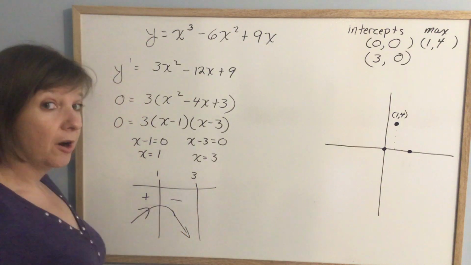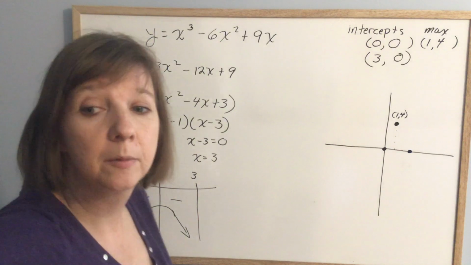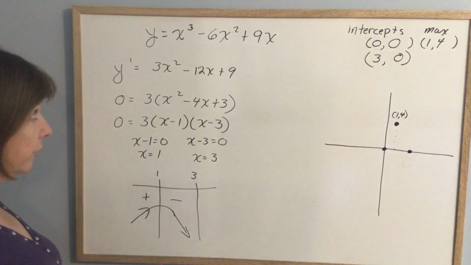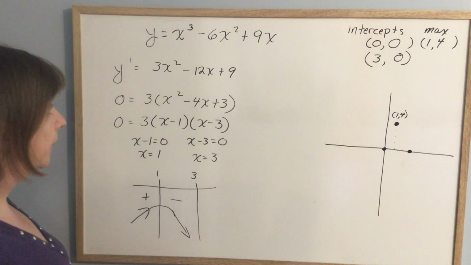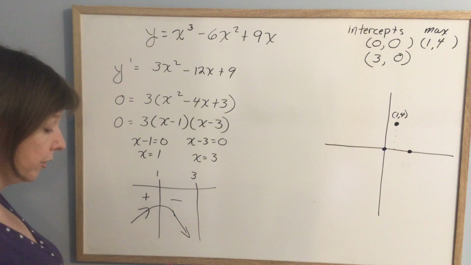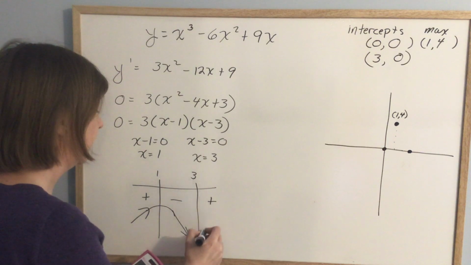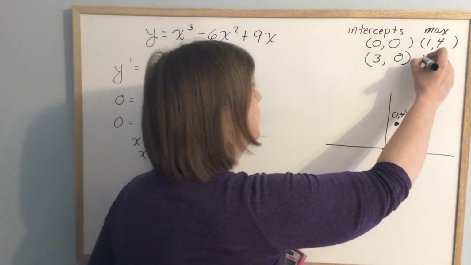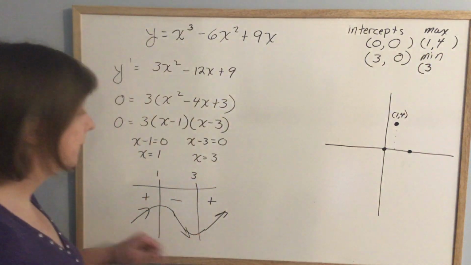So now I need to pick a number after 3. So I don't know, maybe 4. And I'm not going to be able to do that one in my head as well. So 4 squared is 16. So 16 times 3 minus 12 times 4, which is 48, plus 9 gives me a positive answer. So it's increasing. So I have a local minimum when my x is 3.